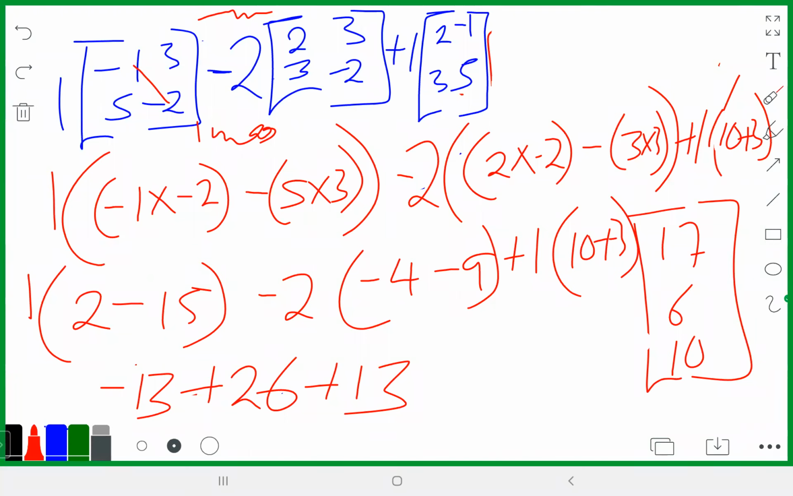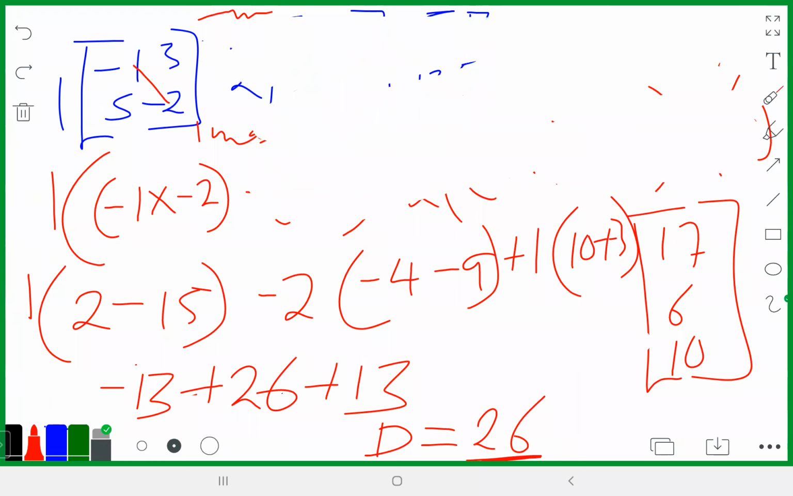What do we have as the general determinant? This is called the general determinant, the D. Negative 13 plus 26 plus 13, it is equal to what? It is equal to 26, isn't it? Yes. So this is the general determinant, all right? It is called D, the general determinant. Is there any question? This is how you find the general determinant of a 3x3 matrix.